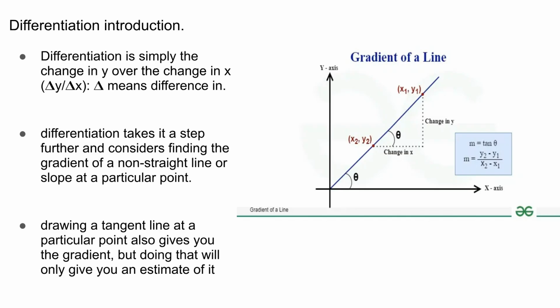Differentiation simply states the gradient at any given point on the graph. We know from GCSE that we can find the gradient of a straight line by taking the change in y and dividing it by the change in x. An alternative method of finding the gradient at a particular point of a graph is by using a ruler and drawing a line tangent to that point on the graph. You would have done this before in physics GCSE.